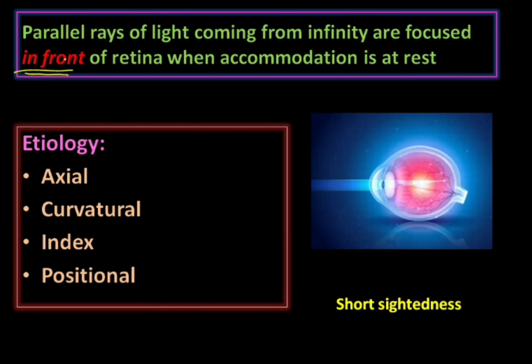Axial myopia is because of an increase in the anteroposterior length of your eyeball. Curvatural myopia is because of an increase in curvature of the cornea or lens, or it can be because of both. Index myopia is because of an increase in the refractive index of your lens. Positional myopia is when you have an anterior displacement of your lens.